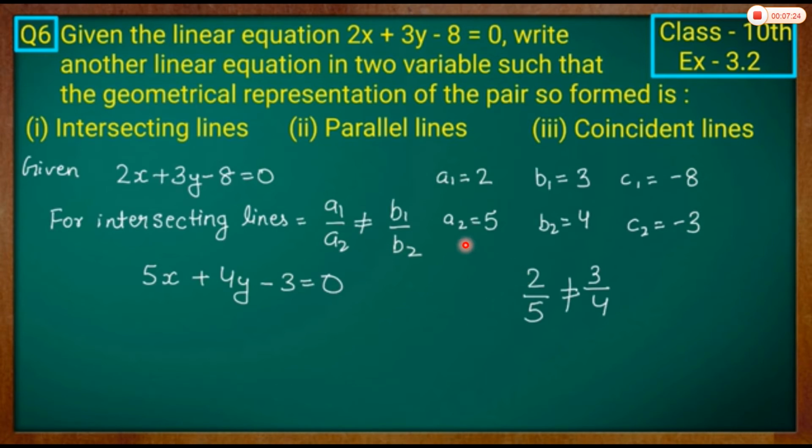So here I took a2 equal to 5 and b2 equal to 4. Then a1 by a2 means 2 by 5 and b1 by b2 means 3 by 4. 2 by 5 is not equal to 3 by 4. So write a1 by a2 not equal to b1 by b2. So what will these lines do? They will intersect. So here write 5x plus 4y minus 3 equal to 0. So these lines and these lines intersect each other.